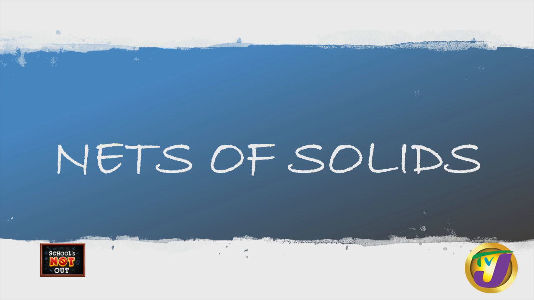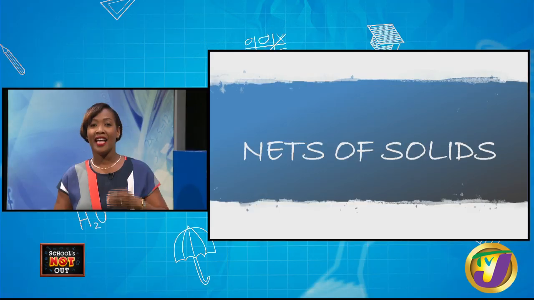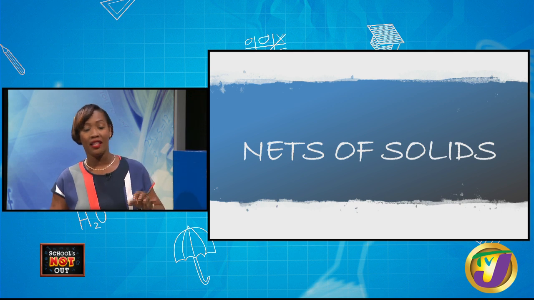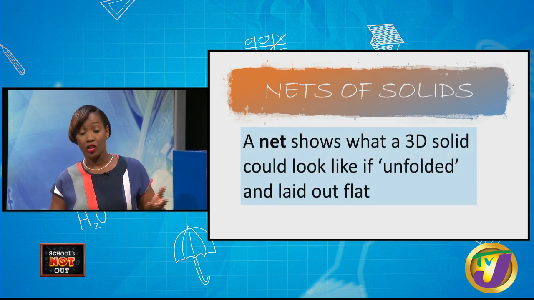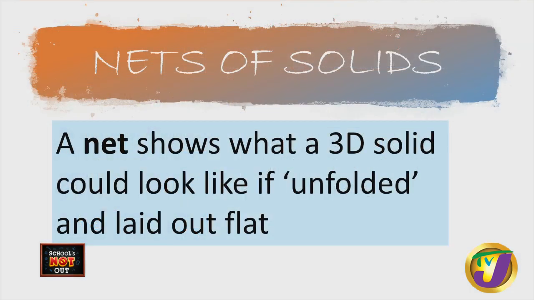Let's look at some nets of solids and see if you can tell me the solid that would come from each of these nets. So before we even look at the nets, let's see what a net is. A net shows what a 3D solid could look like if unfolded and laid out flat.